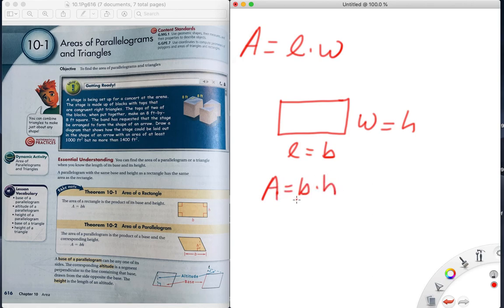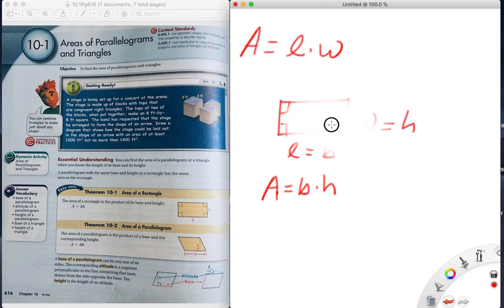And they do that for a particular reason. Recall that a rectangle is a parallelogram, which is a quadrilateral with opposite sides parallel, opposite sides congruent, with four 90-degree angles. And it's because of that 90-degree angle that they're using length as base and width as height. But it really doesn't matter. You can use length and width or base and height and you'll get the same thing.